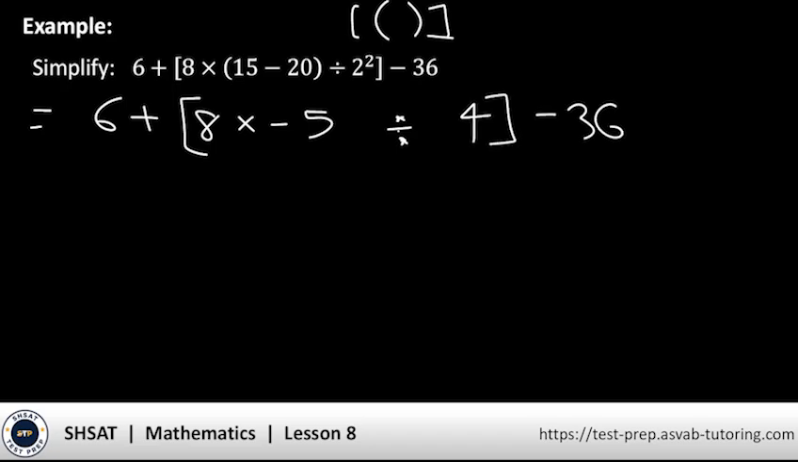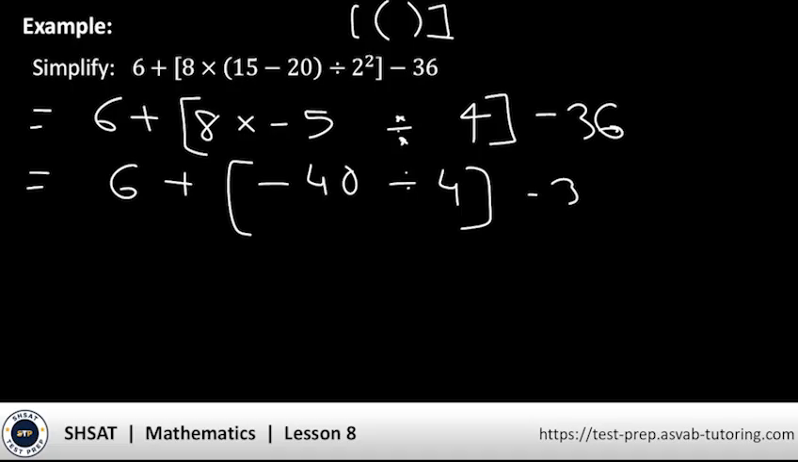Now what we do is, first of all, you do everything that you see inside the parentheses, right? So inside the parentheses, I see multiplication, 8 times negative 5. So I'm going to do that first, which is negative 40 divided by 4 minus 36. So now I'm going to do negative 40 divided by 4, which is negative 10. So 6 plus negative 10, negative 36.